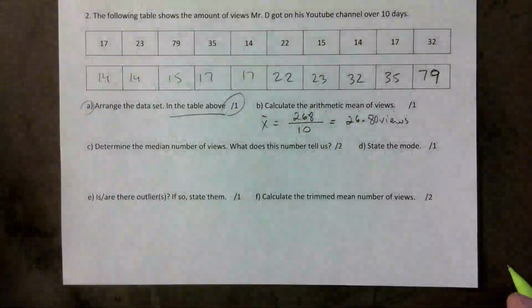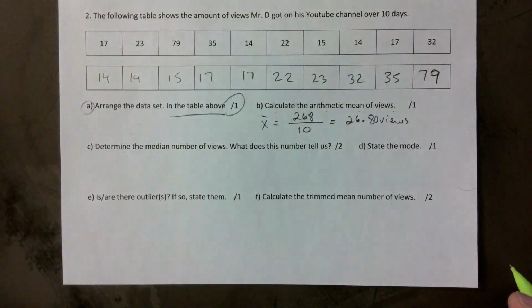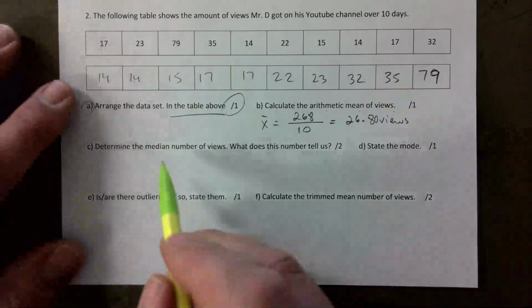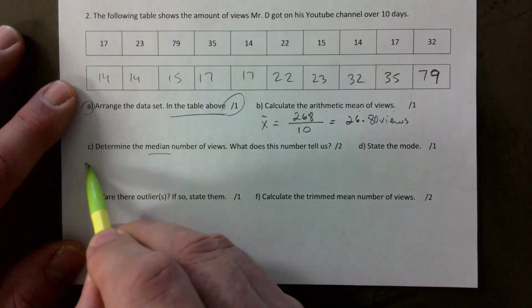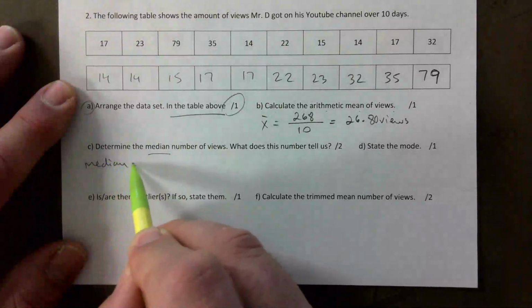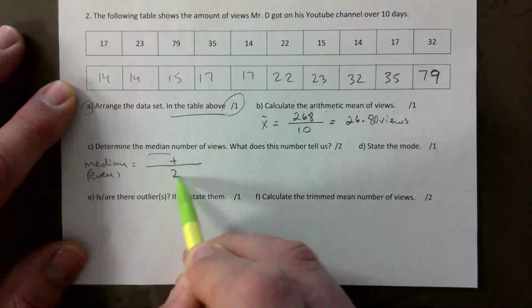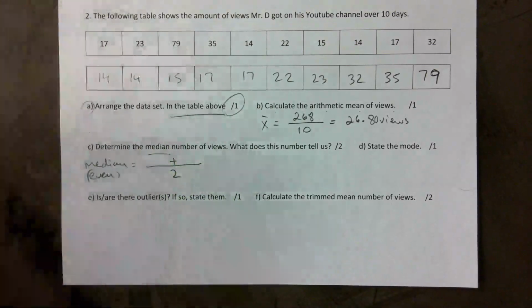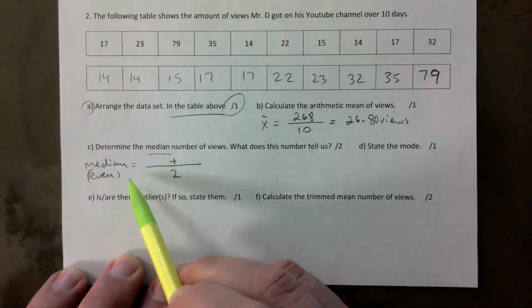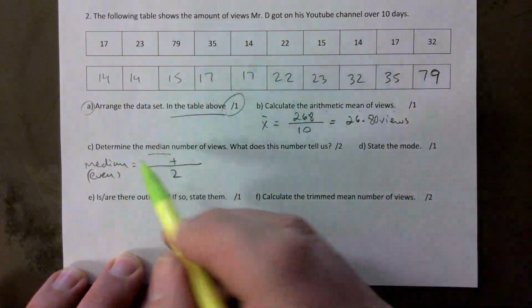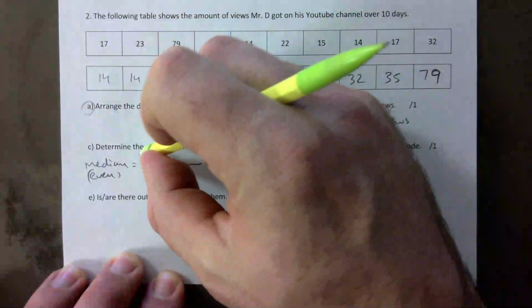Determine the median number of views. What does this number tell us? Again, the median, this is even. Okay, median, even. So you know you're going to have to add two numbers and divide by 2. Okay, so the trick here is, I don't know where to do it, honestly. I'm just going to get rid of this.